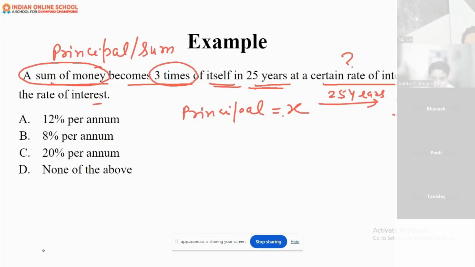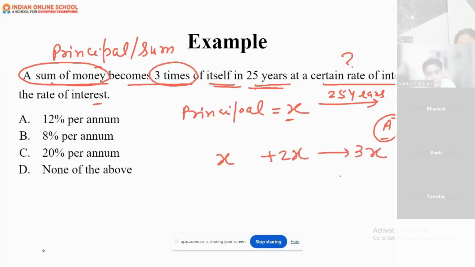So first of all, tell me, is this 3x the amount or the interest? This is the amount, ma'am. Correct, very nice. This is the amount because the principal has become 3x. That means there will definitely be an increase of 2x, so that's why it becomes 3x. So this 2x is what? This 2x is our interest. Correct.